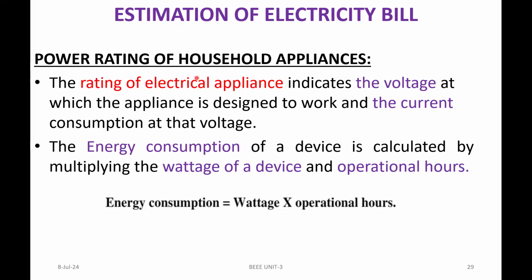Just remember only one line: energy consumption is equal to wattage into operational hours. That's the only line. How much wattage a particular appliance has, into how much duration you use it. Try to multiply both things, and we get the energy consumption here. Energy consumption is equal to wattage into operational hours.